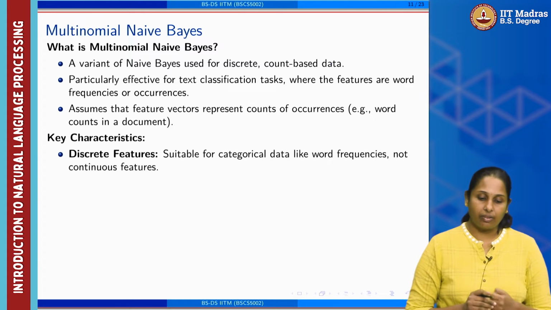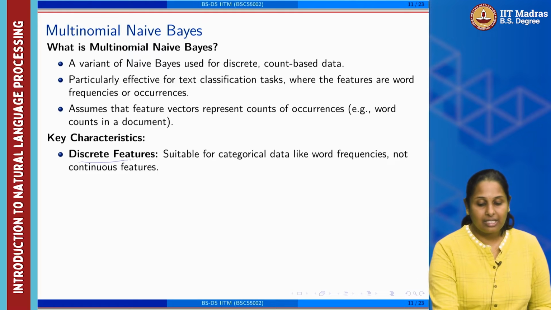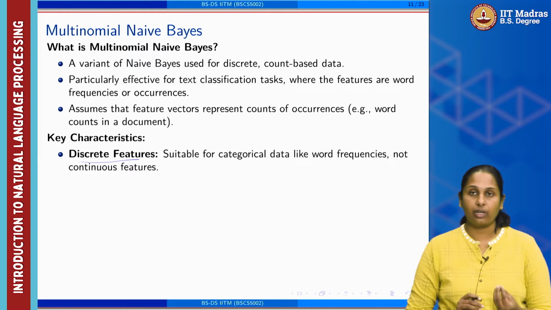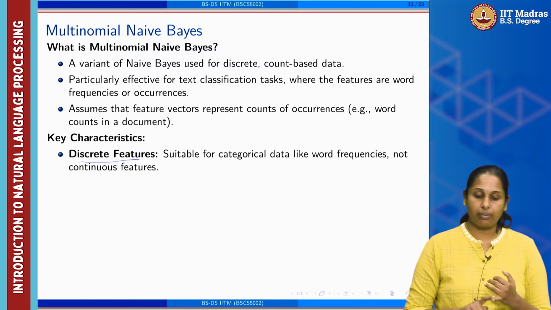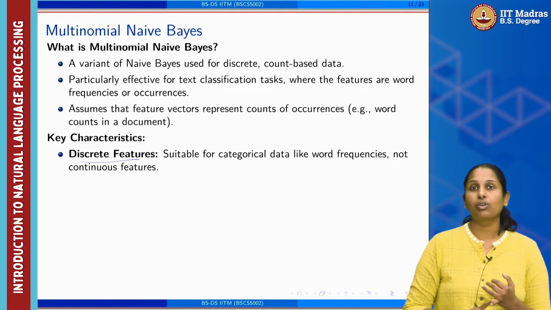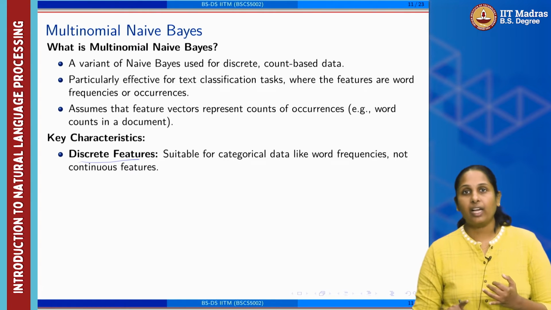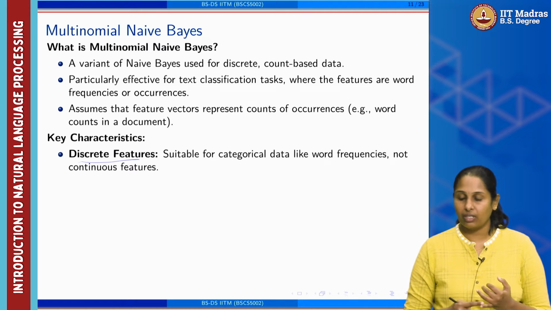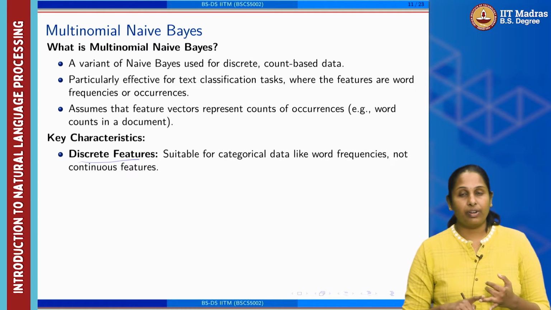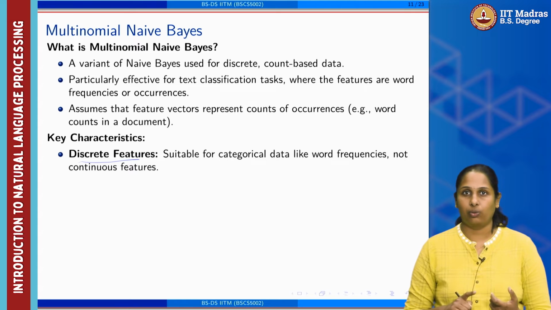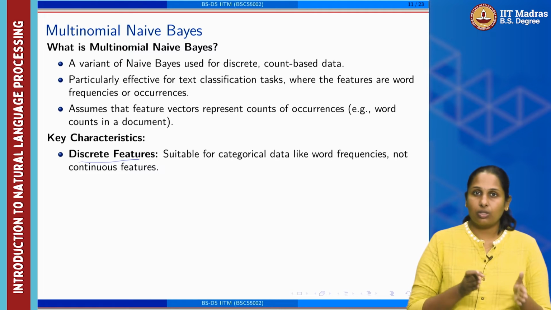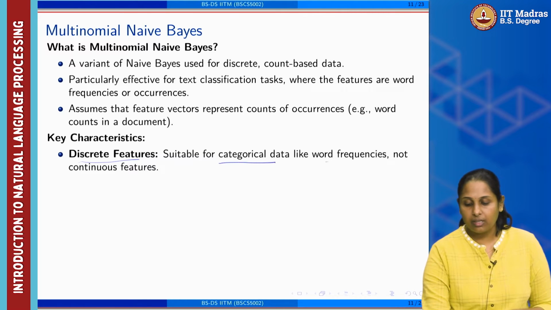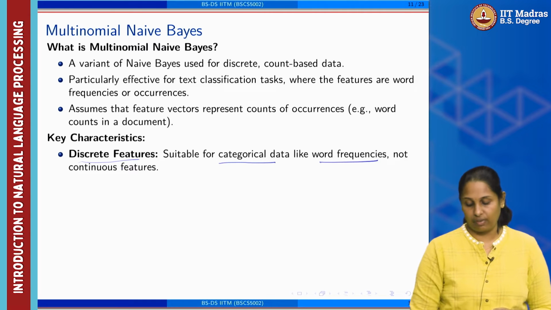The key characteristic of multinomial naive Bayes is that it uses discrete features, especially categorical features, which are very suitable for identifying pure information like word frequencies. That means how many times a particular word occurs with a particular tag, what is the frequency of it, not only the frequency of the word alone or the tag alone. So it is always about categorical data, that means word frequencies, not continuous features.